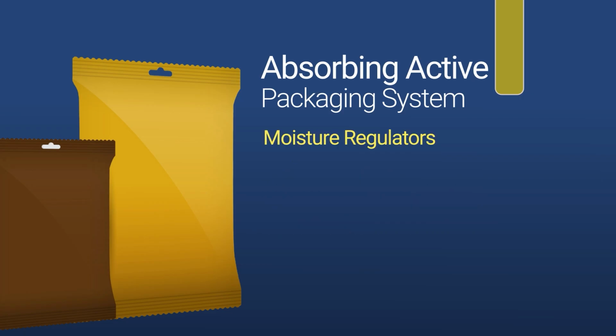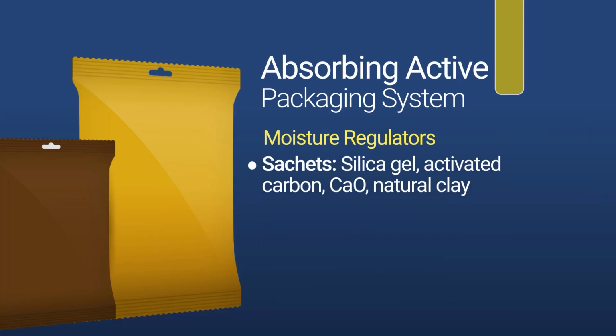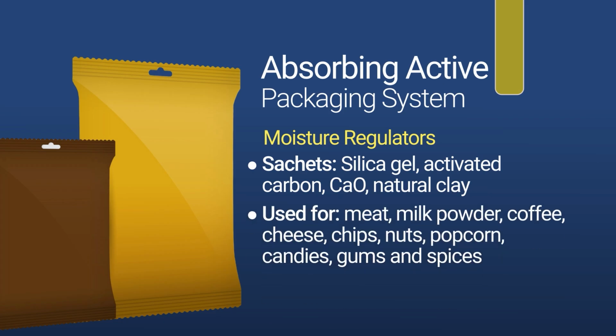Then moisture regulator. You must have seen that there is a small pouch of silica gel inside the package of electronic gadgets. So that absorbs the moisture, so that can regulate the moisture inside the package. The same principle can be used for the food products also. Silica gel, activated carbon, calcium oxide, natural clay in the form of sachets we can keep inside the package that will absorb the moisture. So we can use it for meat, milk powder, coffee, cheese, chips, popcorns, candies, etc.